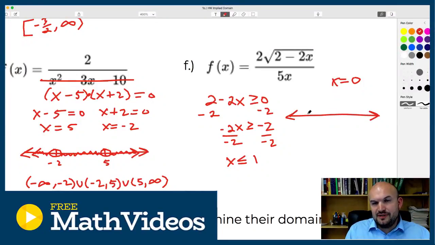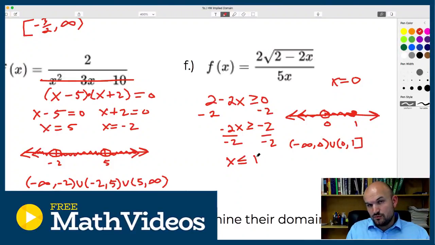So in this example here, I'm going to go to 1, and that's going to be all values that are less than or equal to 1. But I can't have 0, it's undefined. So my domain in this case would be from negative infinity to 0. Again, 0 is undefined, so it's parentheses. And then I'm going to go from 0 to 1, but I'm going to use a bracket here because 1 is defined. So there you go, ladies and gentlemen.